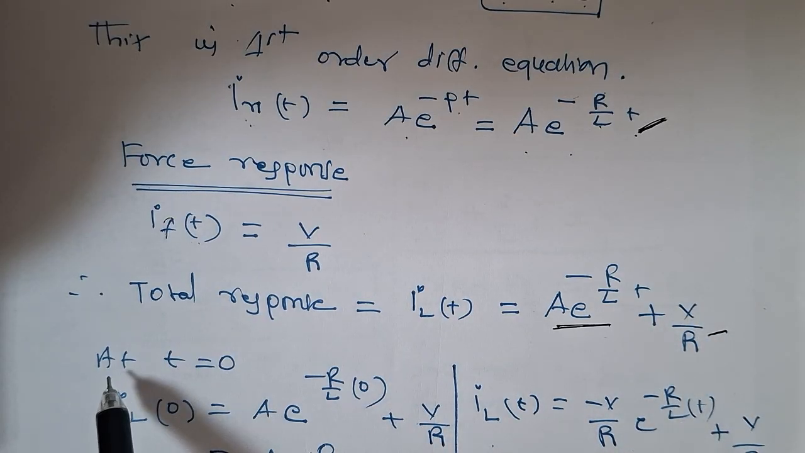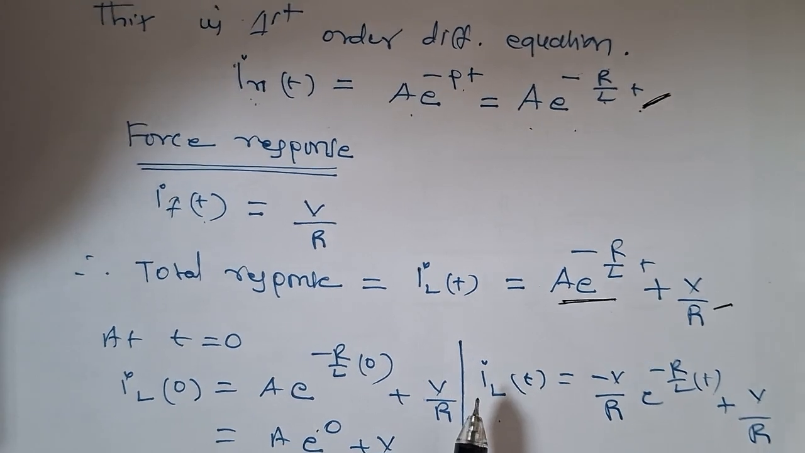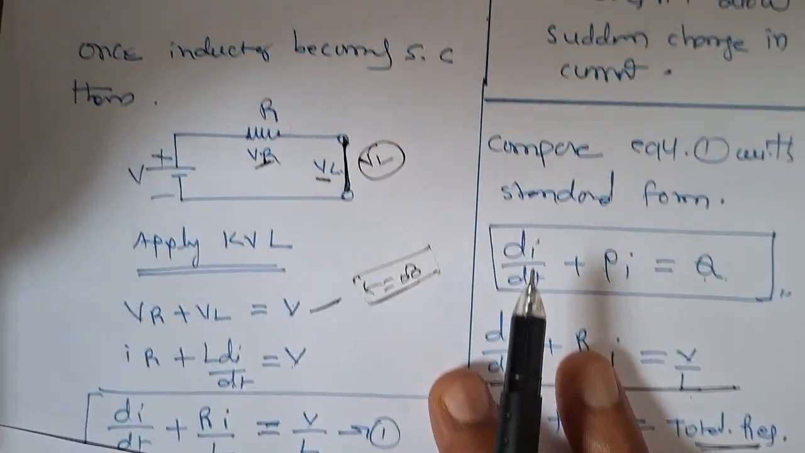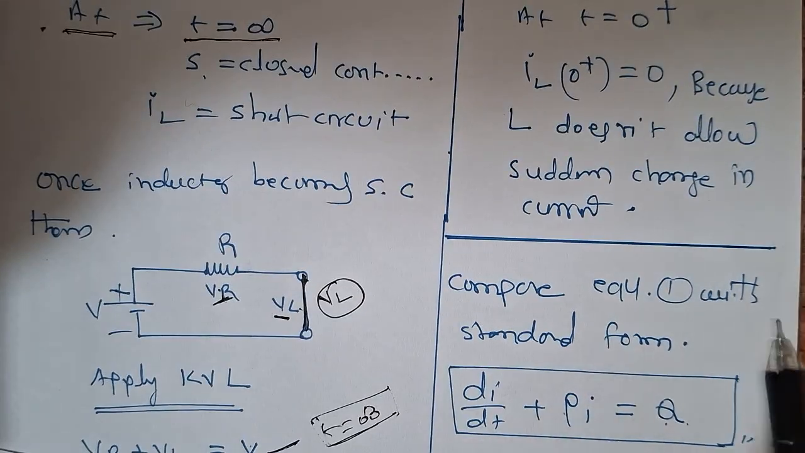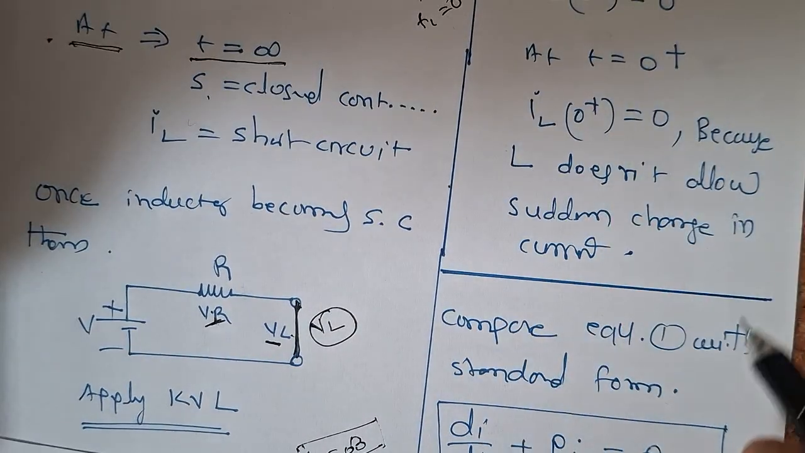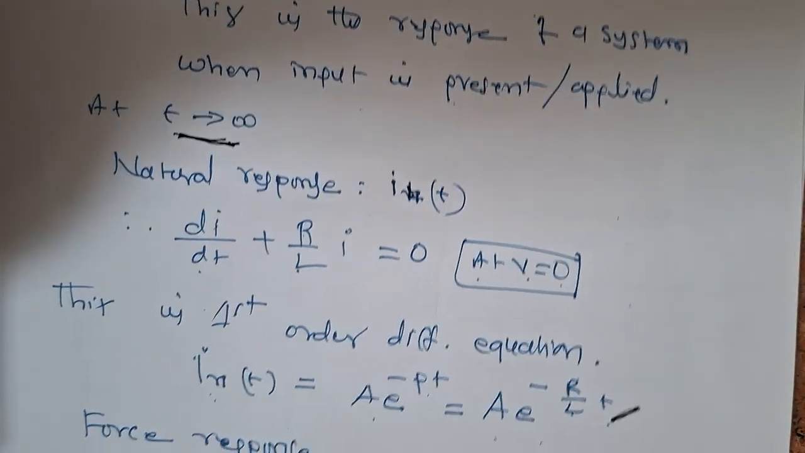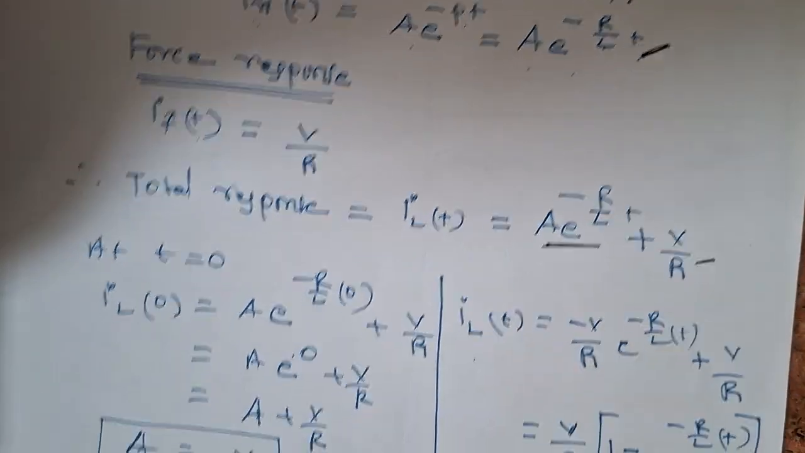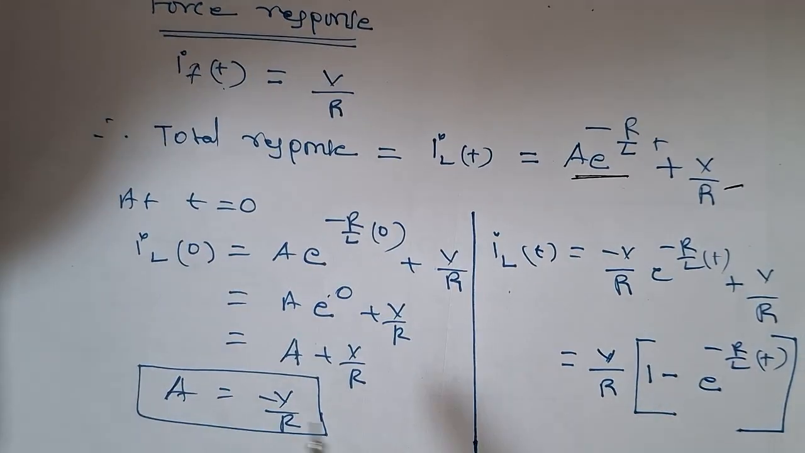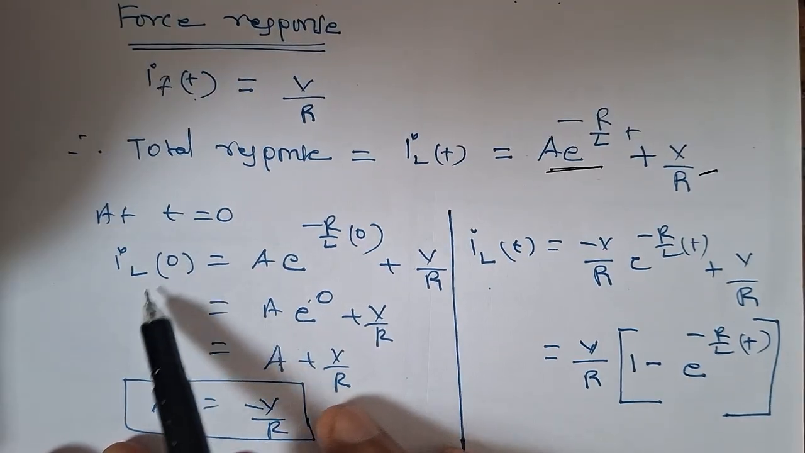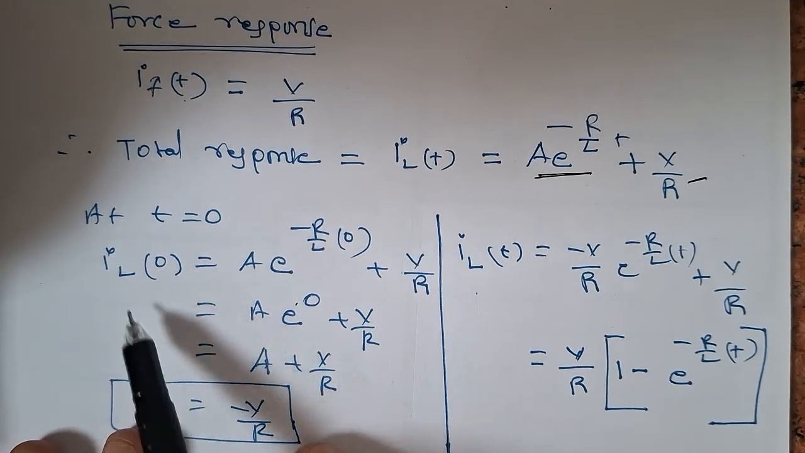So add these two. At t is equal to 0, I L is equal to 0, right? How? At t is equal to 0, the inductor doesn't allow a sudden change in current. Okay. So therefore at t is equal to 0, I L is also 0. So now you have to apply those conditions in your first order differential equation. So here at t is equal to 0, the inductor current is equal to 0.